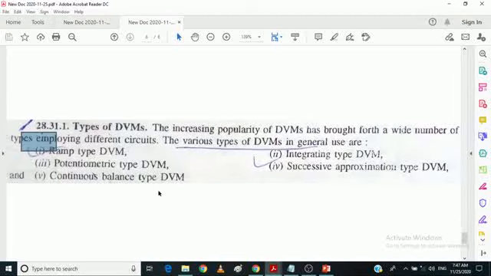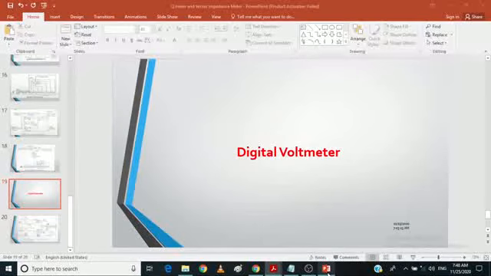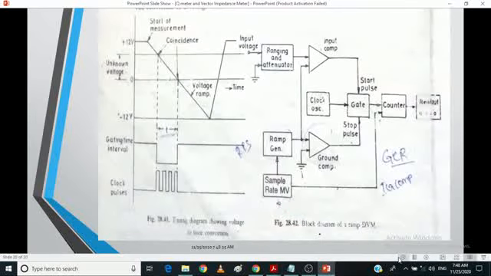If you want, you can go with the integrating type digital voltmeter also. If time permits, I'll explain the integrating type at the last minute, but I'll go with the ramp type digital voltmeter in this class. Don't get confused, because no one will ask you to specifically explain the ramp type or the integrating type. They simply ask you to explain the digital voltmeter. So I'm just taking the ramp type, and the diagram you are seeing on this screen follows the ramp type digital voltmeter.